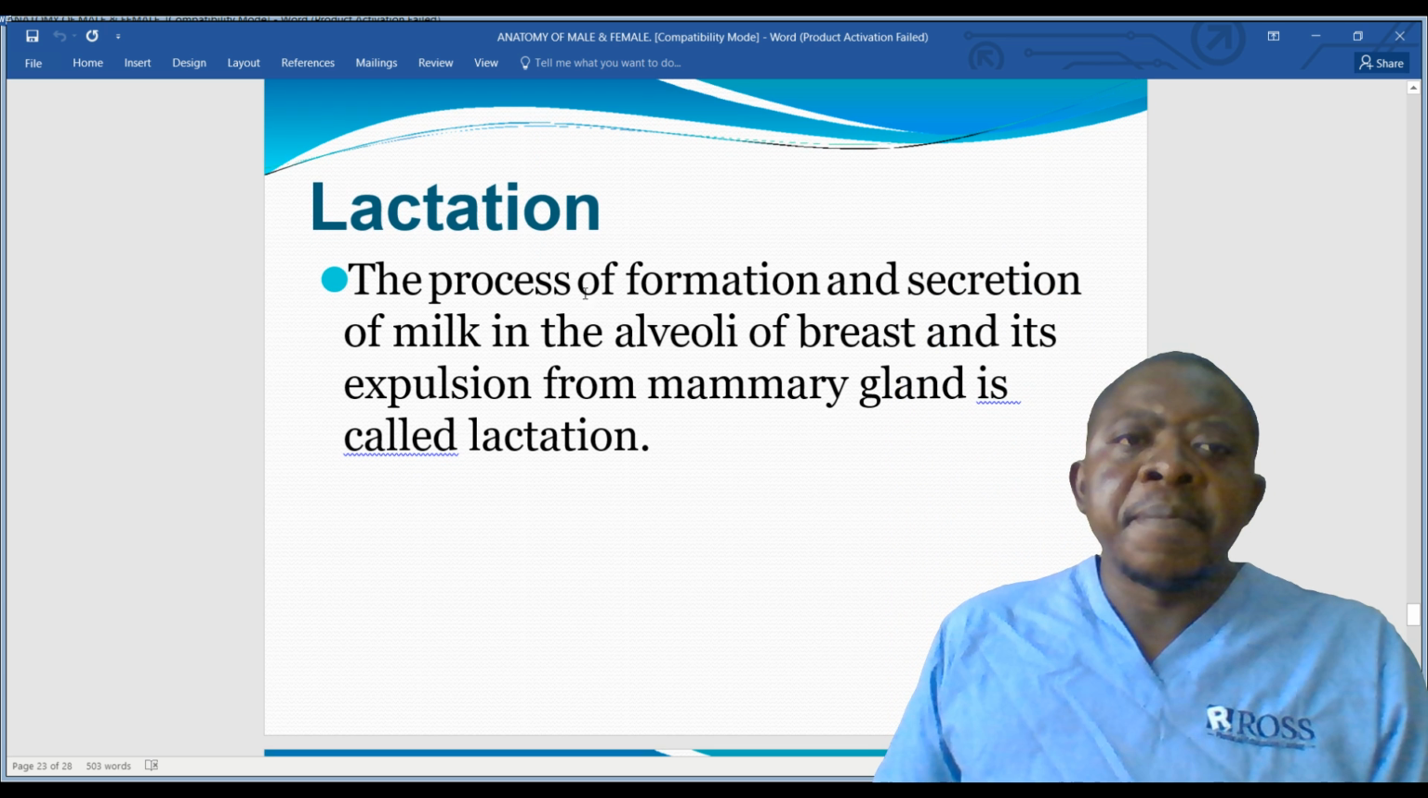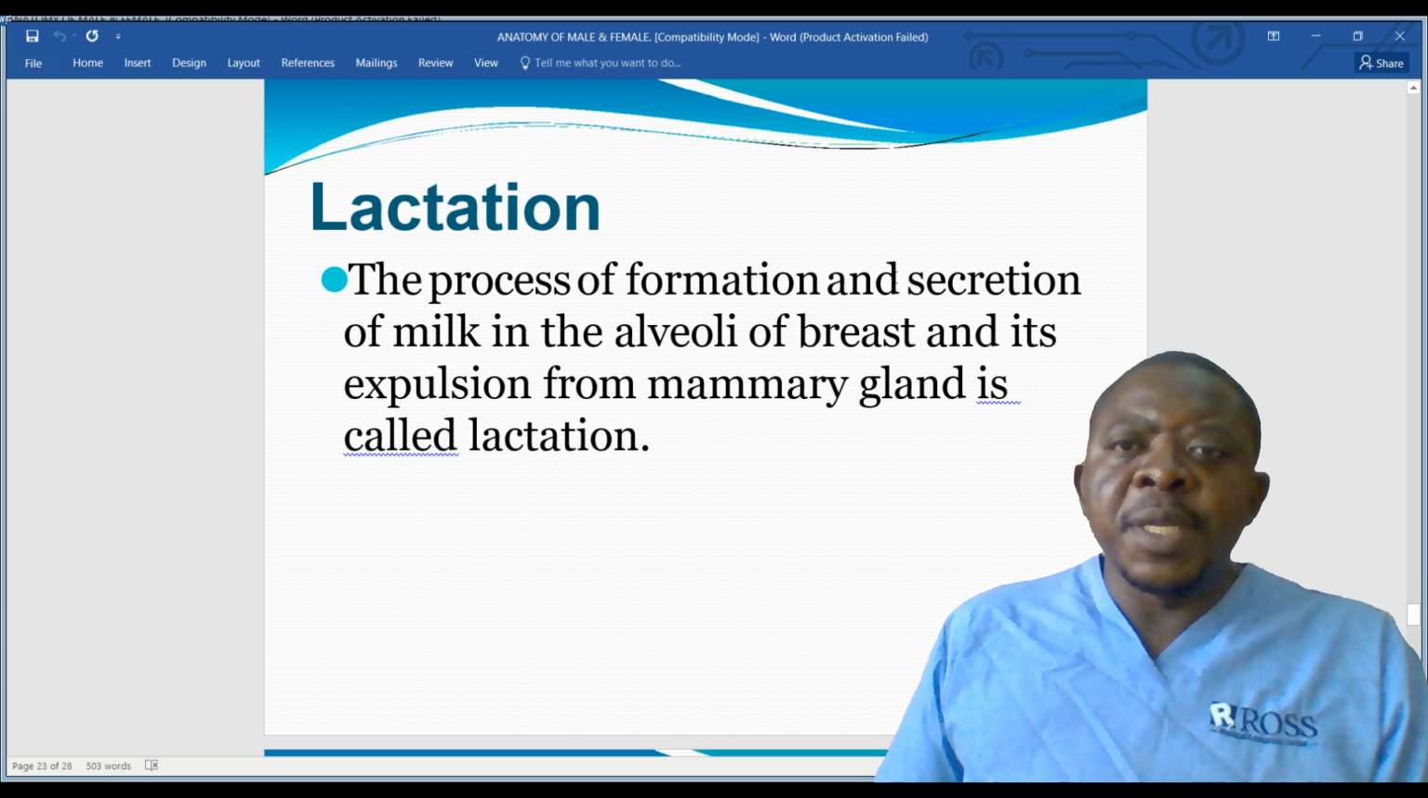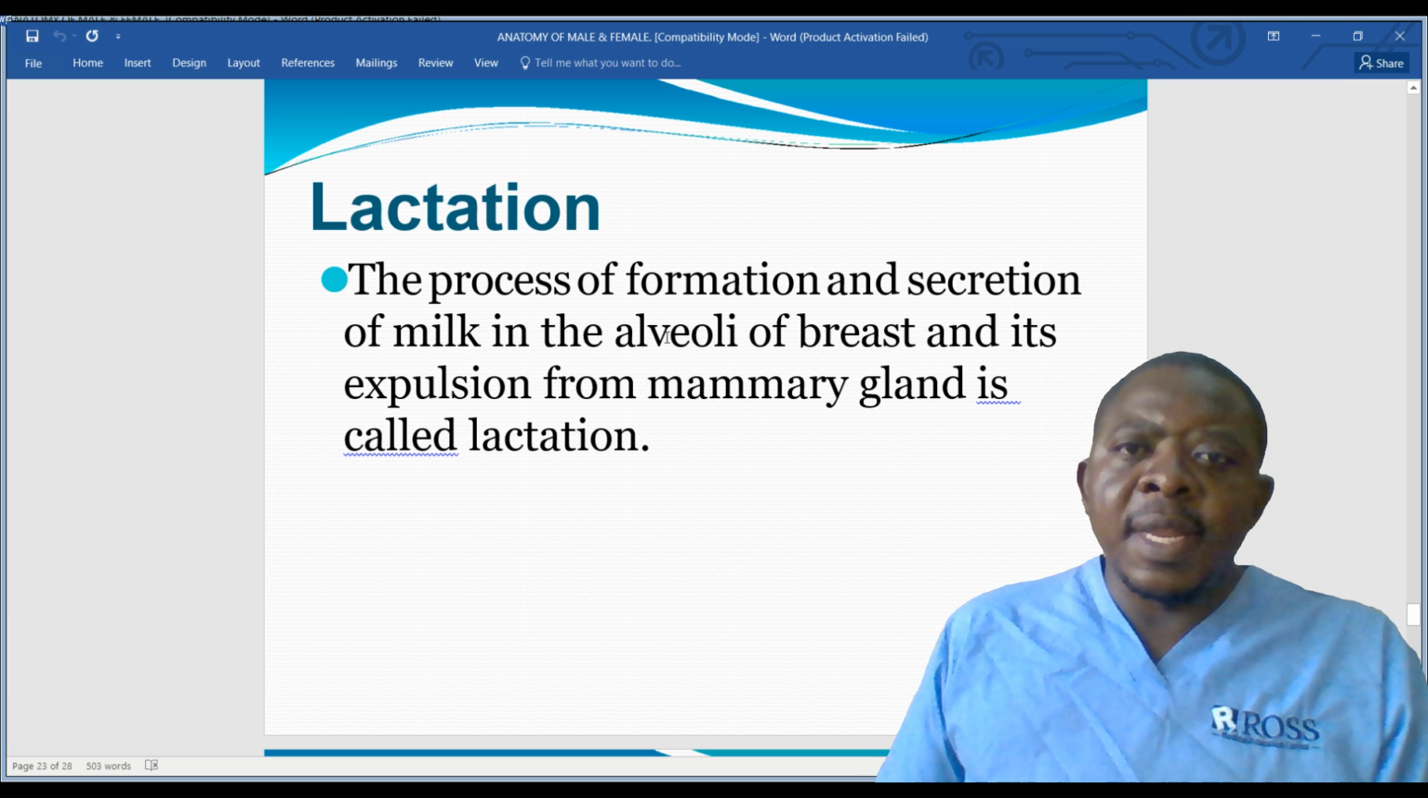Lactation. This is the process of formation and secretion of milk in the alveoli of the breast, and its expulsion from the mammary gland is called lactation.